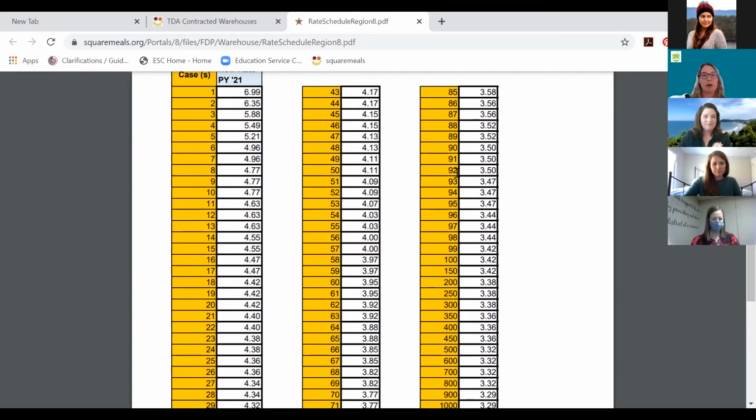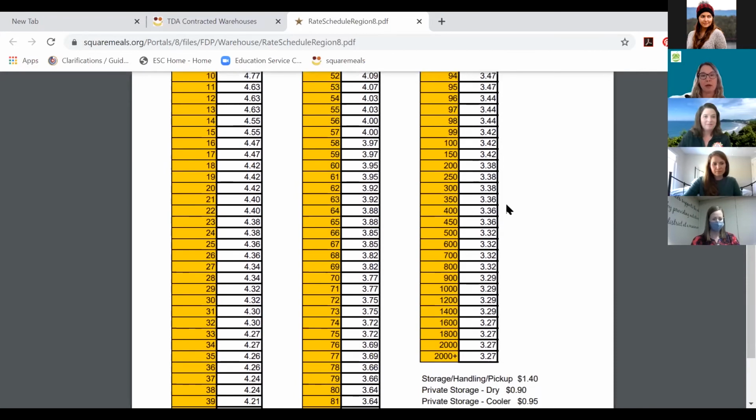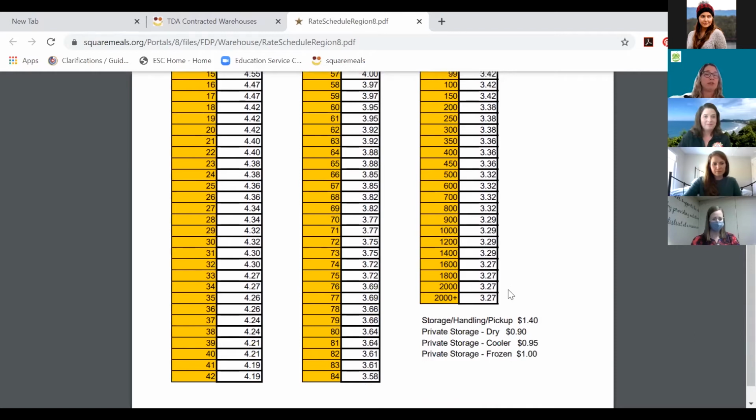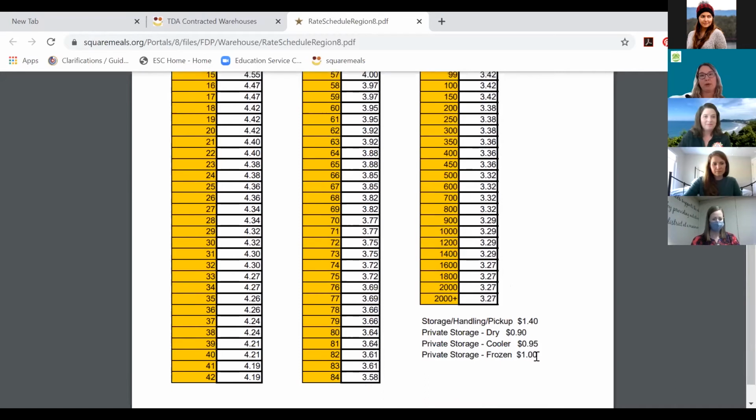So these are the per case fees that you see here for delivery, and they are negotiated for each individual warehouse. If we pulled up region 6, for example, they're going to have different prices than we have here. At the bottom, you see the storage fees. They differ in price in this region. Dry is cheaper than the cooler or frozen, and that is per case.